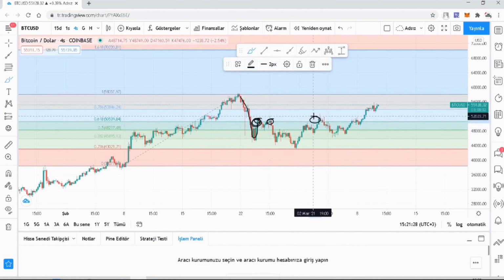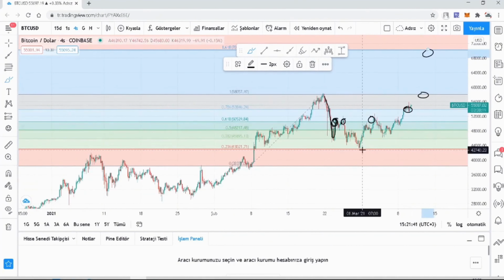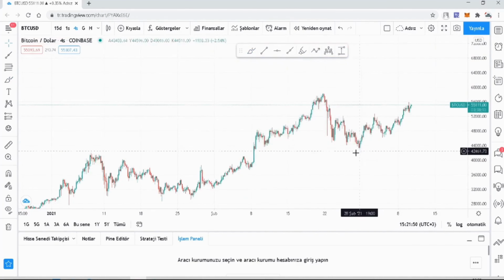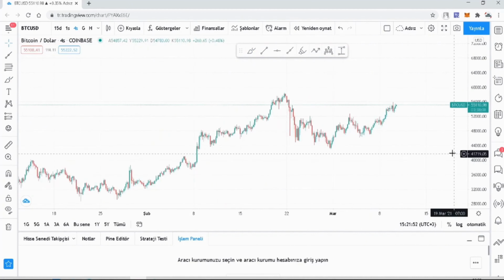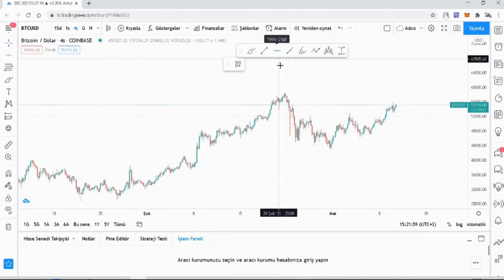Here is a resistance, here is another resistance, and we can see that the strong resistance is around these levels. As you can see at 1.618, you can easily observe these on the Fibonacci levels. Now, I don't see or use any of these tools. If you say that these tools are not available in any way, we have our ray tool here.